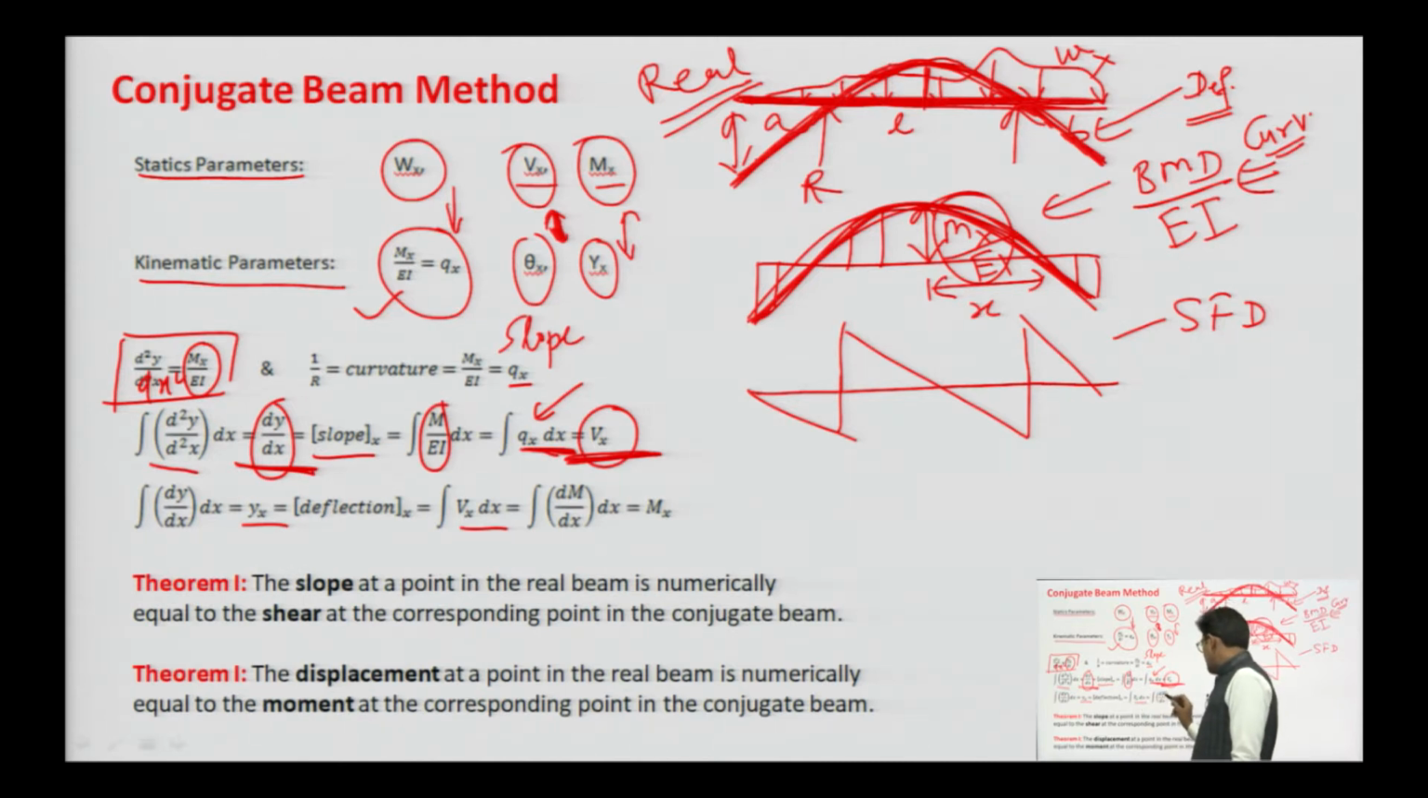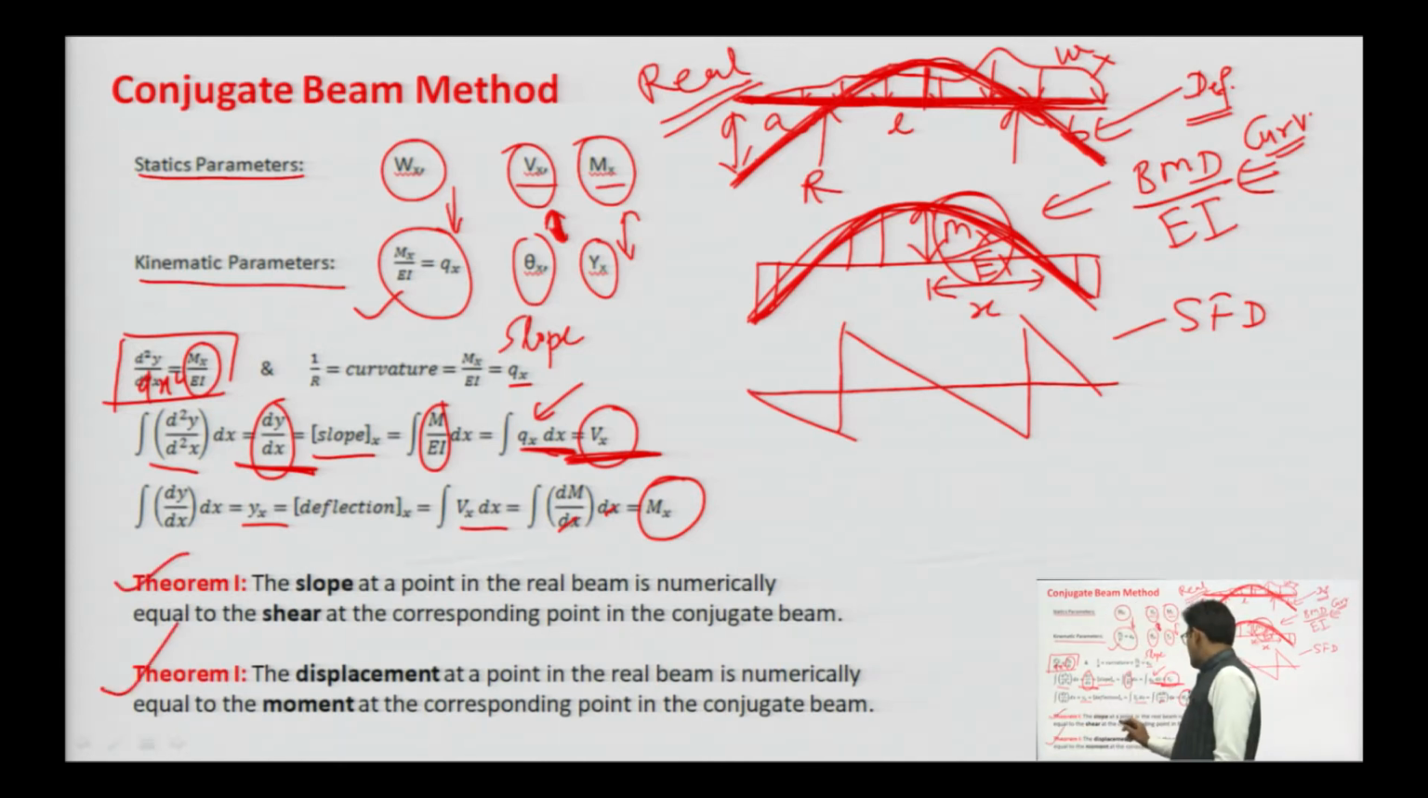So, dM by dx will be cancelled out, so it will be only bending moment. Therefore, we can say that slope is conjugated with shear force, and displacement is conjugated with bending moment. So, these are theorem 1 and theorem 2.